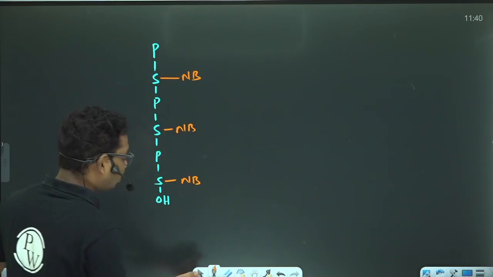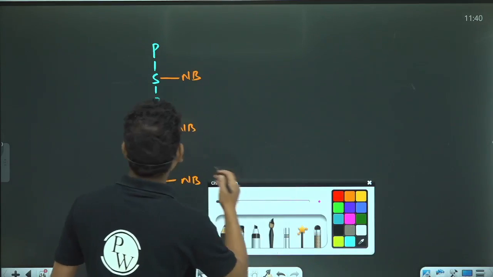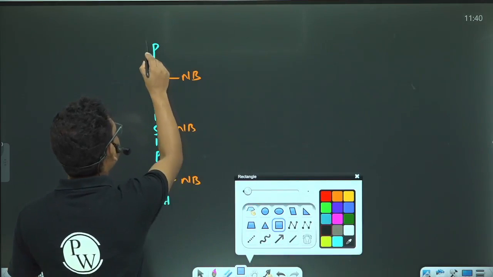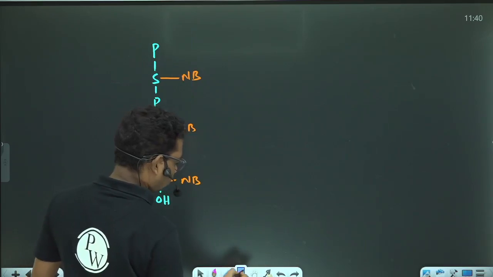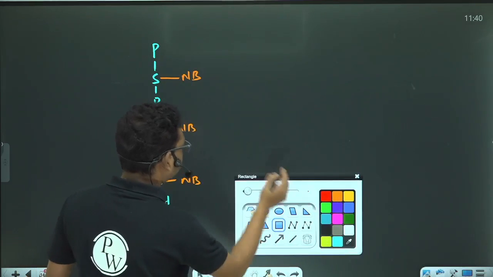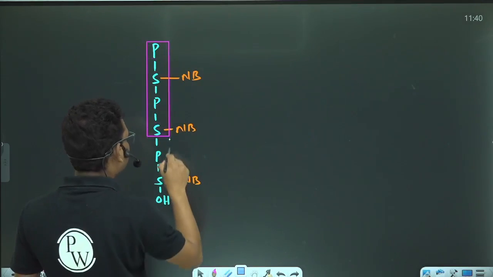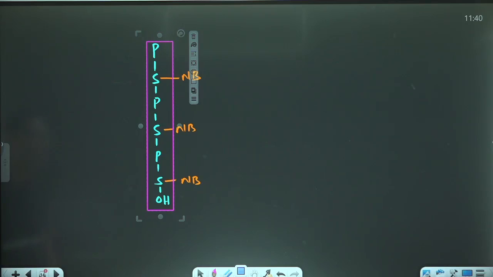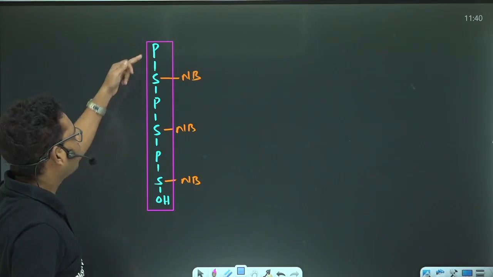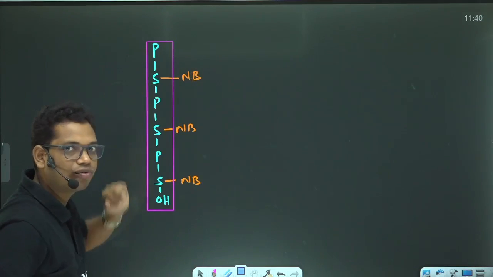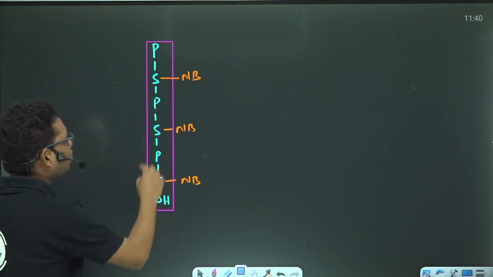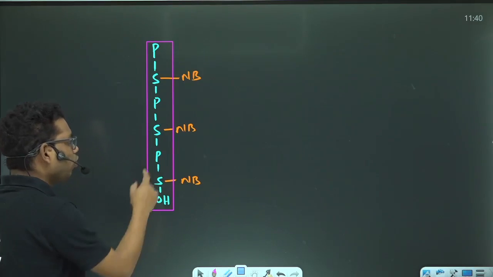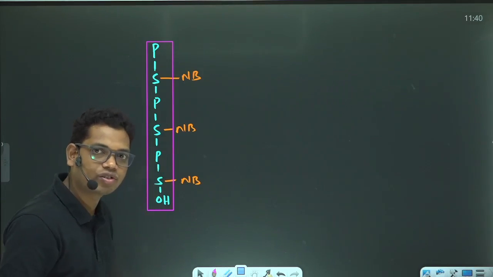Okay. So in this case, this one is called the backbone of the nucleotide chain, and the backbone of the nucleotide chain consists of alternate phosphate and sugar. And this contains phosphodiester linkage between the two sugars of two adjacent nucleotides. Which bond will be there? Phosphodiester bond will be there.